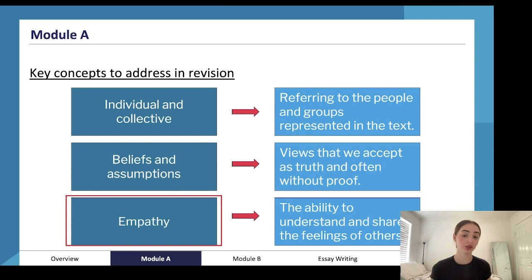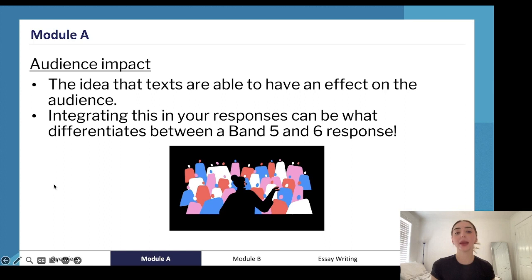Okay. Audience impact. This is something that I've included because without a doubt, I'm going to say most essays that I mark, I have to give feedback on. Audience impact is the most important thing that they want you to build up to. I'm going to be super annoying and go back here.